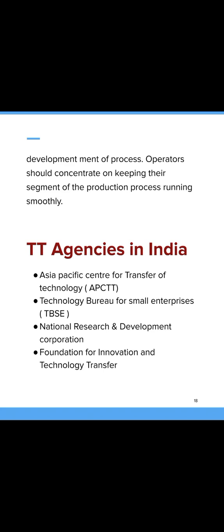Technology transfer agencies in India. There are four agencies in India which are involved in technology transfer. First one is Asia Pacific Centre for Transfer of Technology. Second, Technology Bureau for Small Enterprises. Third, National Research and Development Corporation. Fourth, Foundation for Innovation and Technology Transfer.